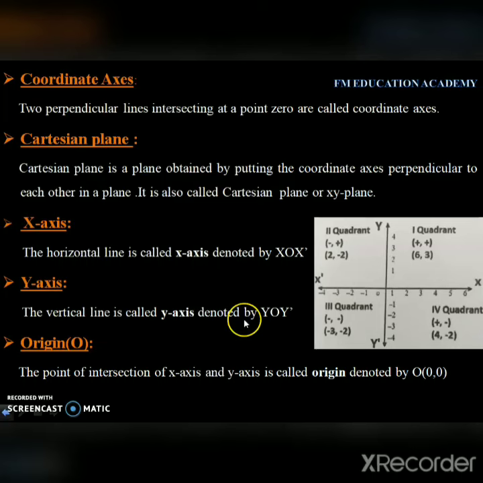Welcome everyone. In this video, we are going to start learning the basics of coordinate geometry. So please watch the video till the end because here I have covered each and every concept very nicely and in a very easy way.